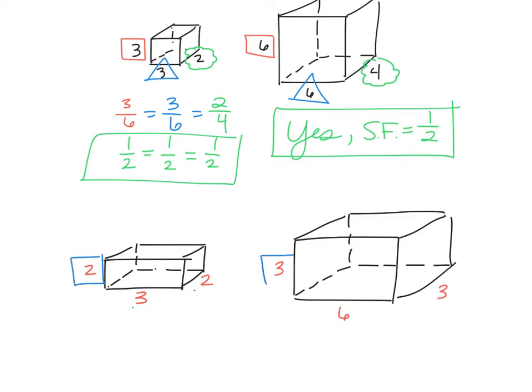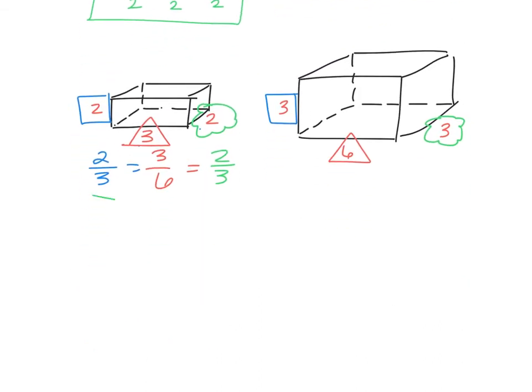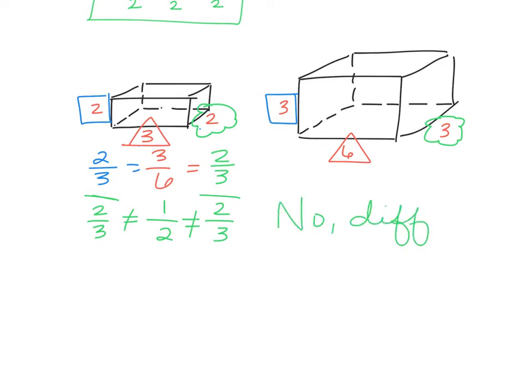But you're doing 2 to 3, right? And then 3 to 6, and then 2 to 3. Okay? So 2 to 3 and 2 to 3, those are the same, but 3 to 6 reduces to 1 to 2, and that is not the same. Right? So the question, are they similar? Your answer here is no, they have a different scale factor.